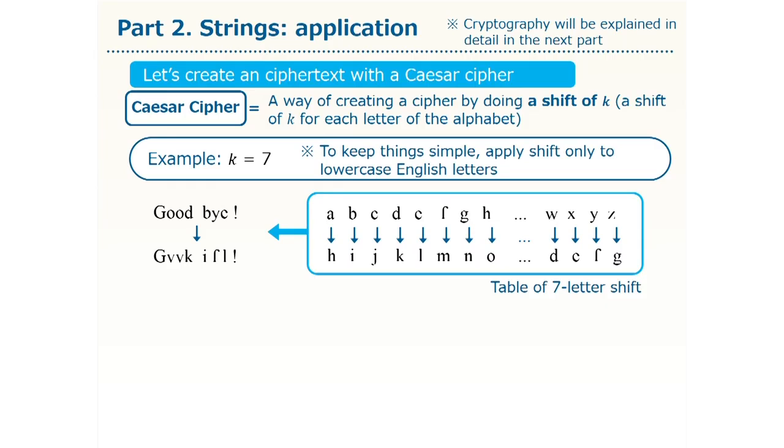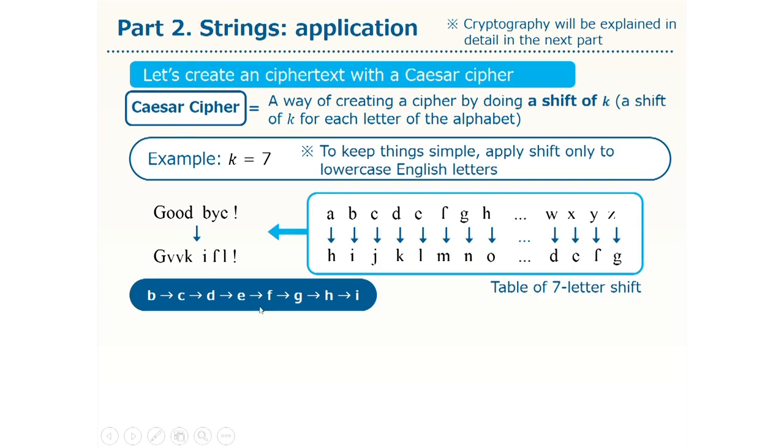So what exactly is a shift by 7 letters? For example, b corresponds to i. Starting from b, the following letters are c, d, e, f, g, h, i. You see, i is the 7th letter from b. Therefore, b corresponds to i in the 7th shift. Likewise, c corresponds to j, and d corresponds with k, and so on.